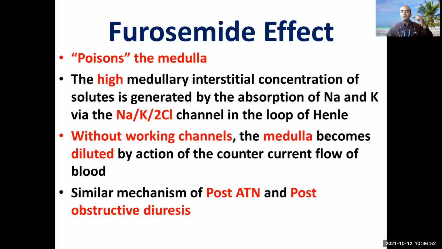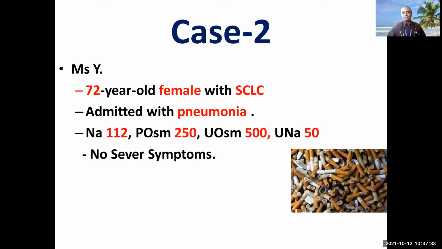This is generated by absorption. You remember absorption of sodium and potassium via the sodium potassium 2 chloride channel in the thick ascending limb of loop of Henle. If you block this channel, the medulla will become diluted by the action of countercurrent flow of the blood, a similar mechanism to post-ATN and post-obstructive diuresis. This mechanism helps the medulla not to reabsorb water again, and more water diuresis than natriuresis will be excreted by the collecting tubules.